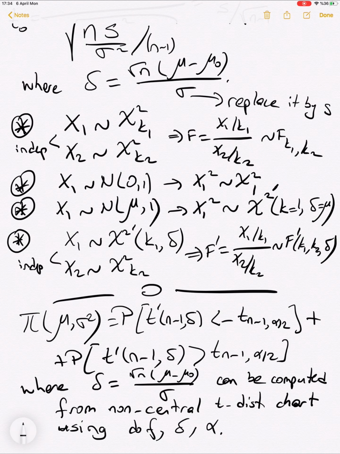So you have to be careful in some calculations of the power function. Sometimes we can find it immediately, like the case where sigma is known, but when sigma is unknown, the power function calculation is very different. Okay, so let's focus on a different question.